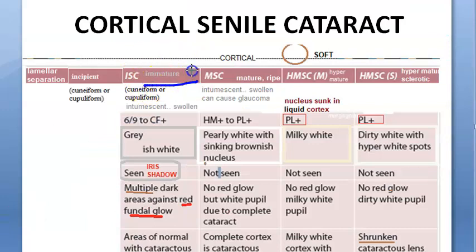So guys, where are we? Immature. What we saw, there can be cuneiform, cupuliform, very visible. Here, it will be gray, and there will be iris shadow. Now, what is this iris shadow? The shadow of the iris should fall where? Notice one thing, iris shadow is there only in immature. In immature, only they have written iris shadow. Otherwise, they have not written that anywhere.